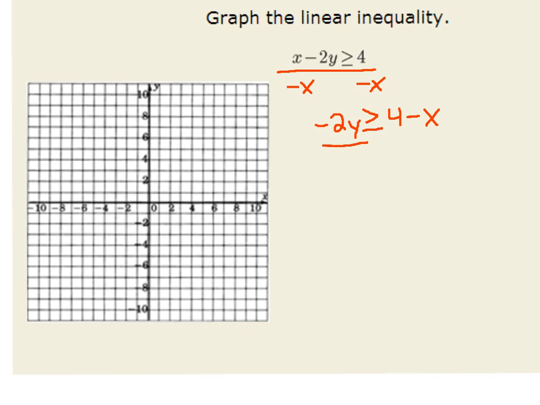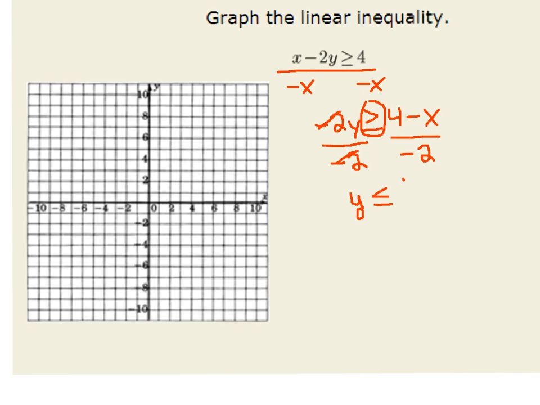And then we're going to divide both sides by negative 2 to get y by itself. And with linear inequalities, anytime you multiply or divide by a negative number, you switch the sign around. So instead of the left side being greater than or equal to the right side, we get the left side is less than or equal to the right side. So on the left side, the negative 2's cancel, we get y, which is what we wanted.